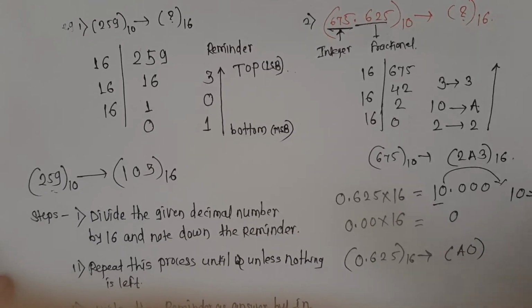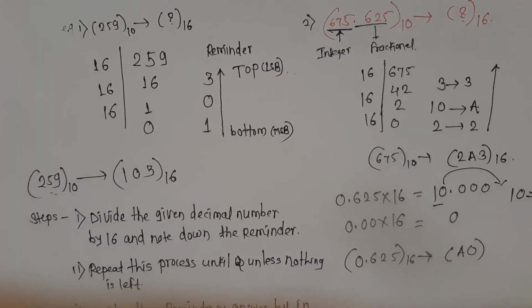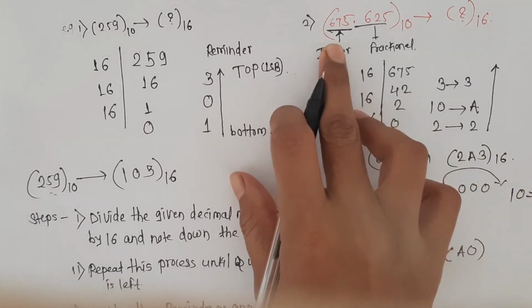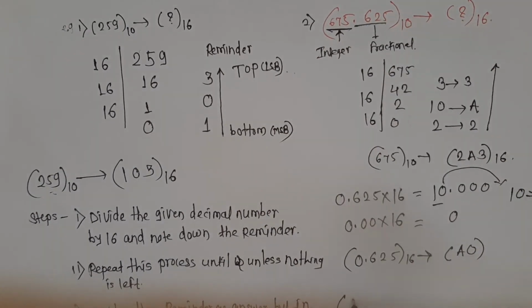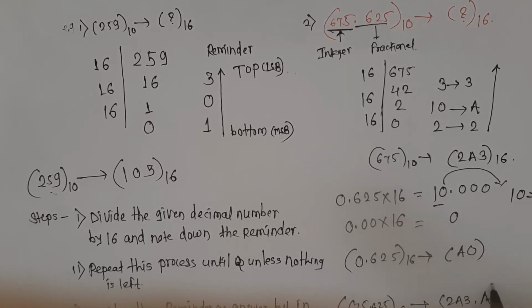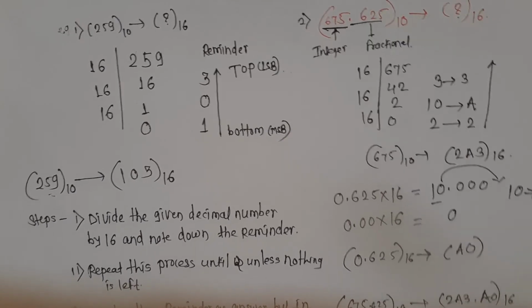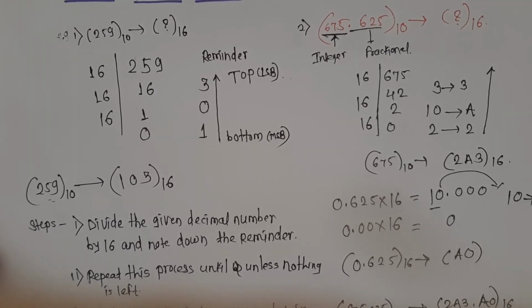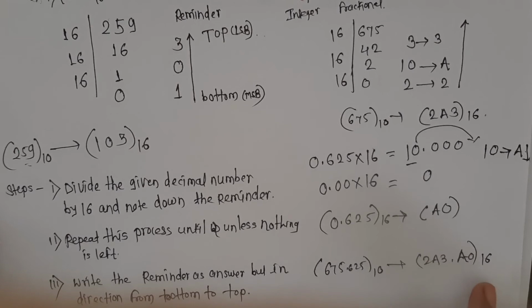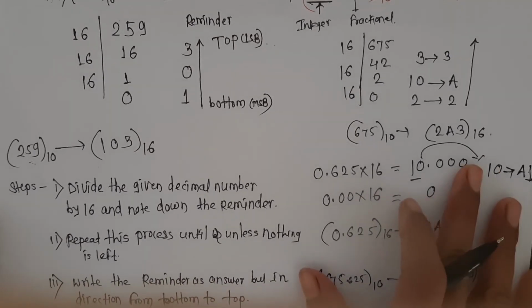That is, we write the carries in the correct direction, from top to bottom. So what is our answer? These are the separate answers for the separate parts, 675 and 0.625. Now the combined answer for 675.625 is 2A3.A. You can take the 0 or not. So after conversion we get the value 2A3.A0.